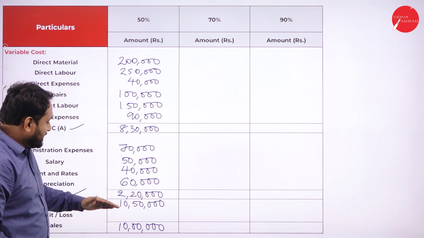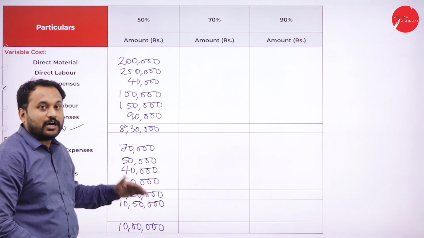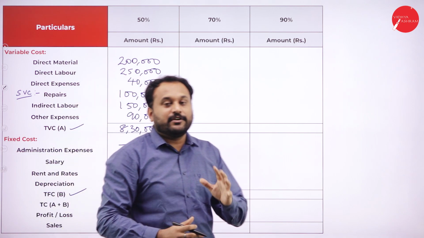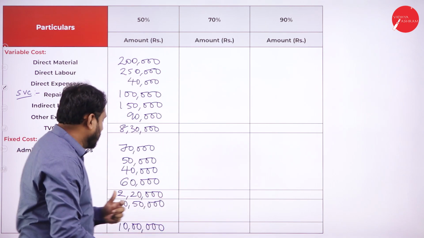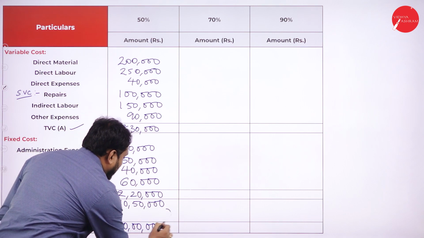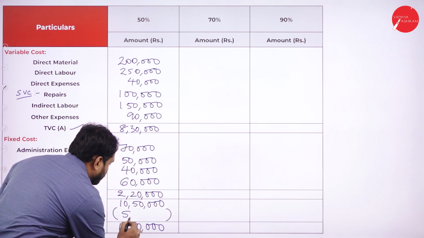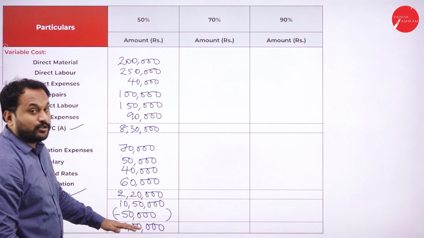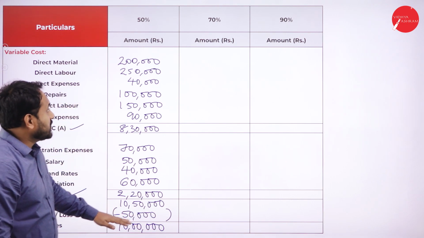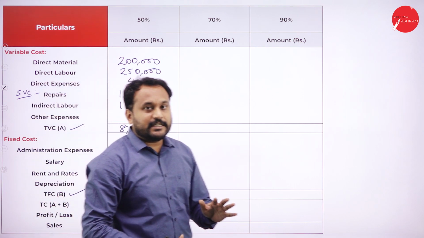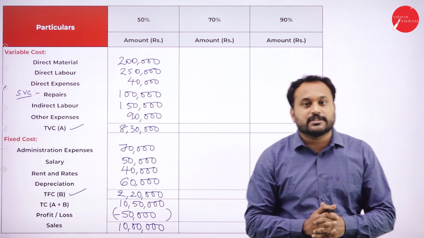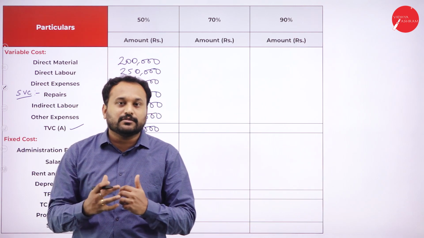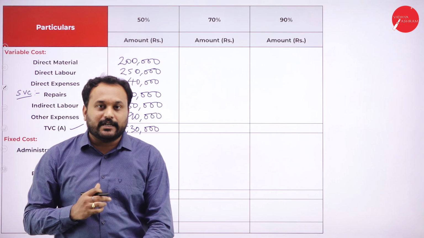Now we know that sales is lesser, total cost is more. That means it is a loss. So how much loss? 50,000 rupees is loss. So that one we will write in brackets, that is 50,000. You can write minus 50,000, no issues. This is our loss for 50% capacity. Now the same thing we are supposed to do is calculate for 70%. So I'll teach you how to go with the 70% calculation.